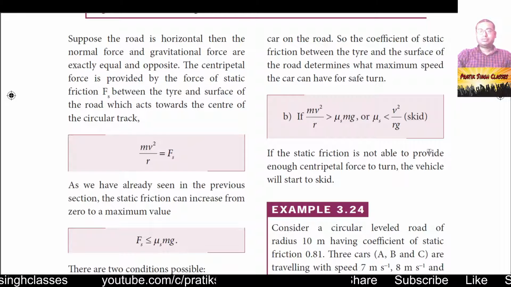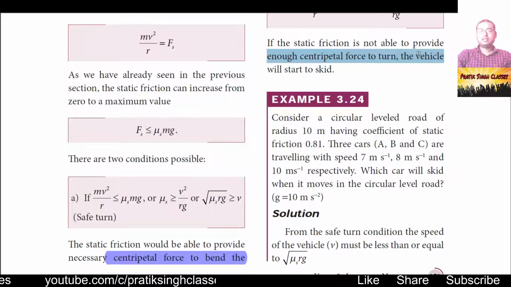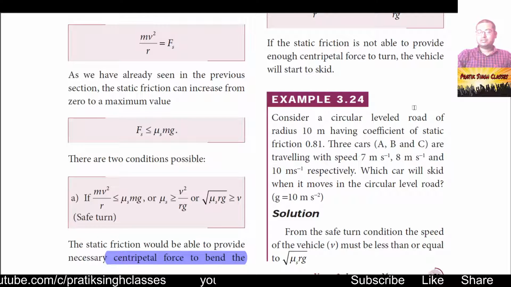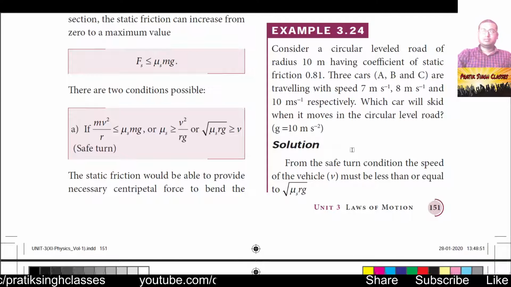Okay, suppose we have mv square by r greater than μs mg, or μs is less than v square by rg. In that situation the outward tendency will be more and the inward force will be less, and so the car will skid outward. If the static friction is not able to provide enough centripetal force to turn, the vehicle will start to skid. So there must be some safe value for which the car will not move away from that circular path.